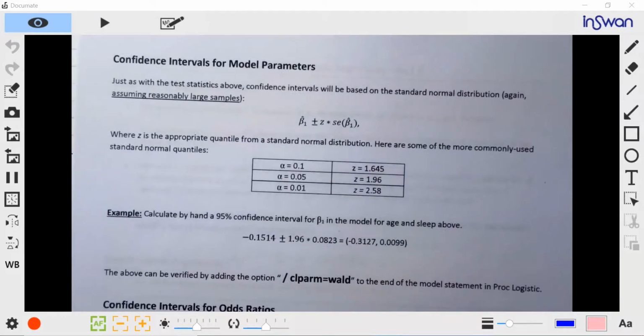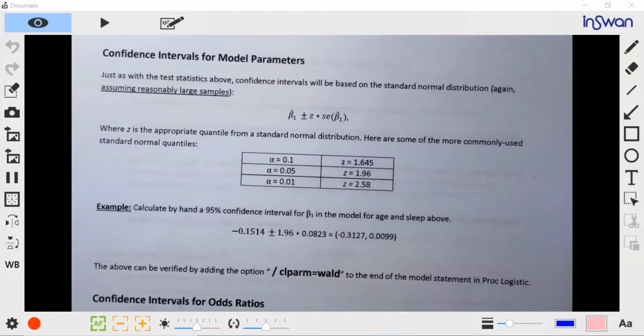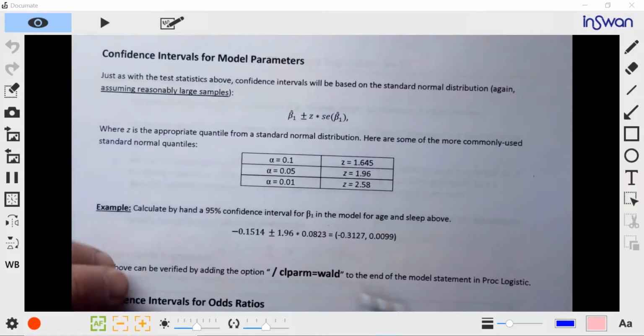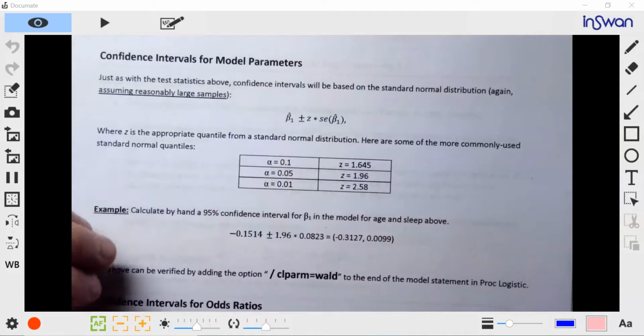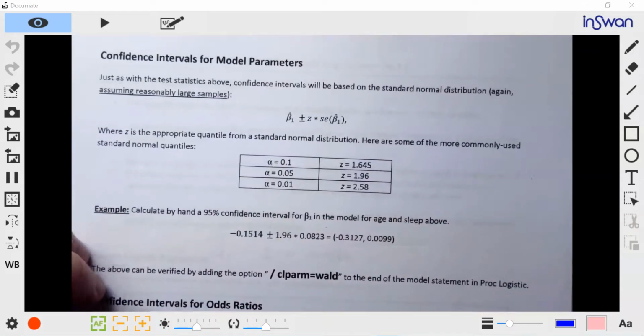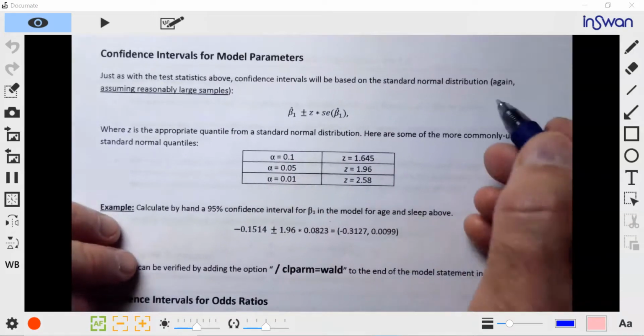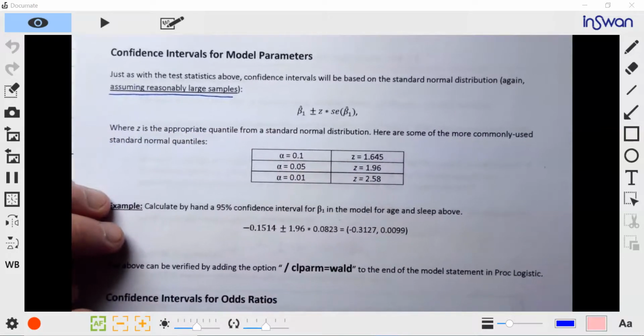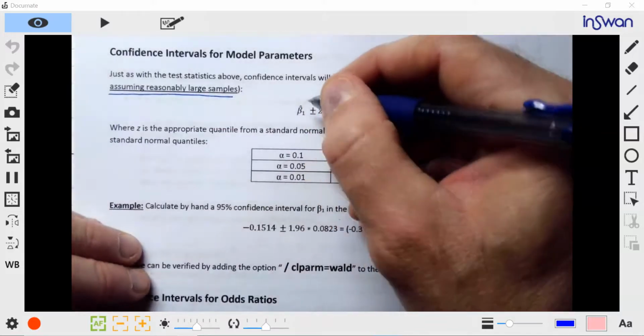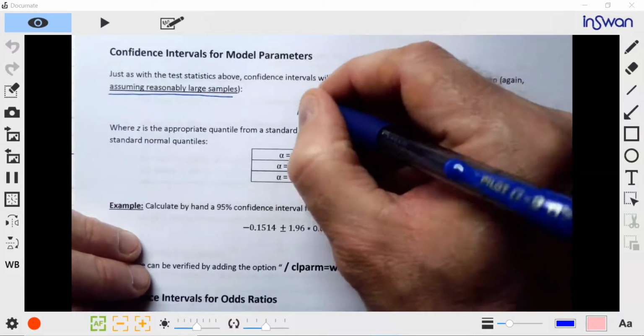So now let's talk about confidence intervals for the model parameters. So we can do a hypothesis test for the model parameters, and of course, they're provided automatically by SAS. Or we can do confidence intervals. Just as with the test statistics, the confidence intervals look a lot like what we did in simple linear regression. And again, one of the main assumptions is that we have a big enough sample, and I'll talk about what I mean by that in the next set of notes, I believe.